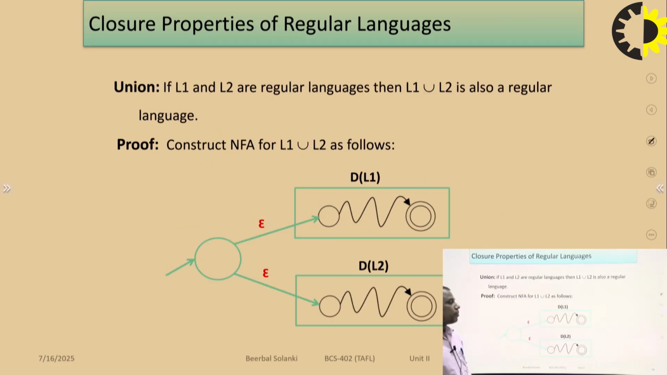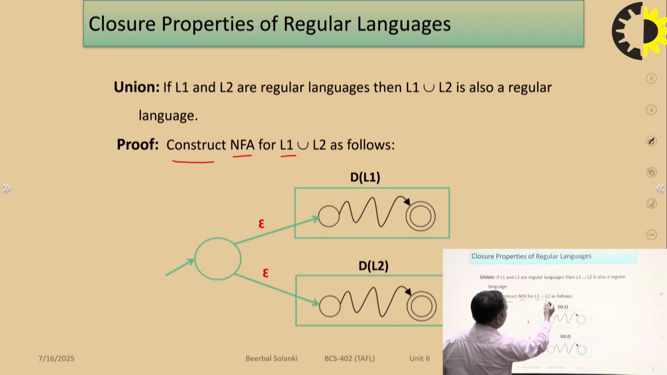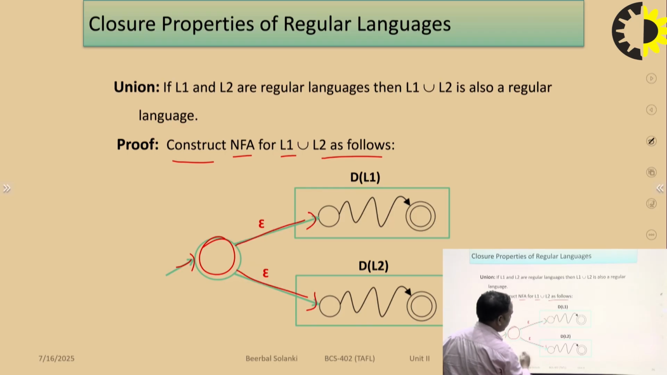And the next property is union. If L1 and L2 are regular languages, then L1 union L2 is also a regular language. It can be represented diagrammatically here. Construct an NFA for L1 union L2 as follows. Start from the initial state, with epsilon transitions from here to here and here. So it can be diagrammatically written as follows for the union property.